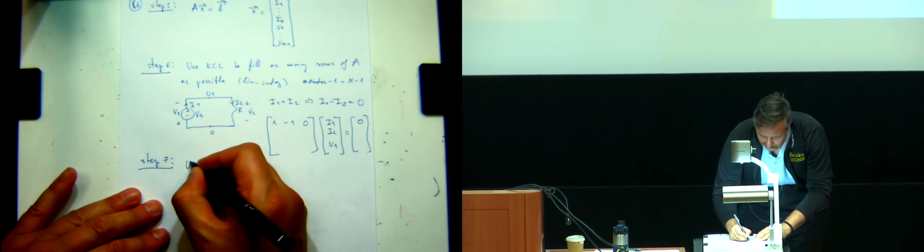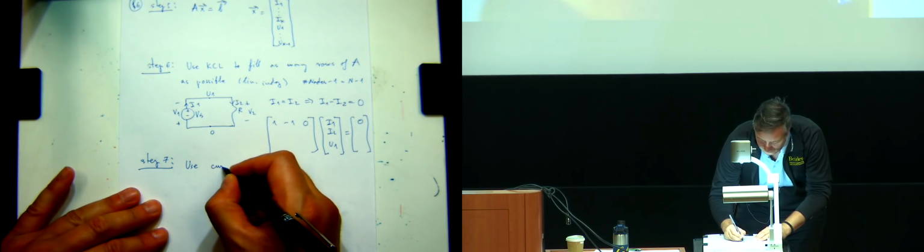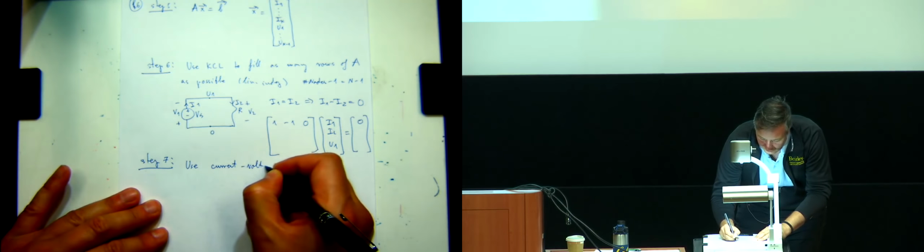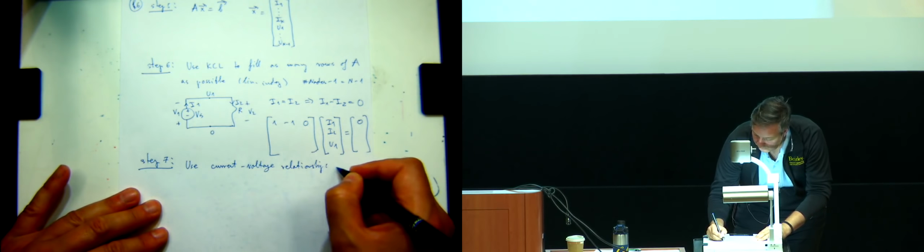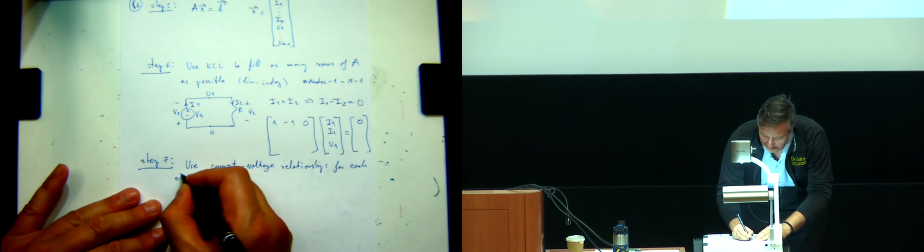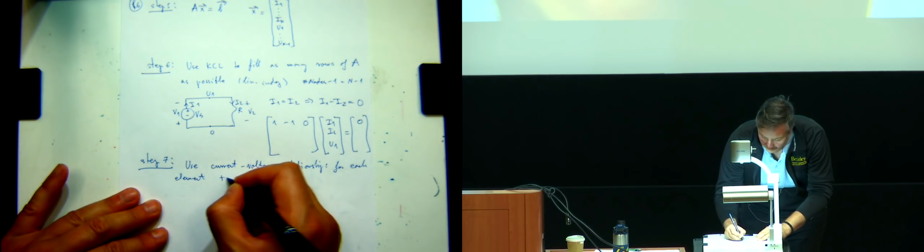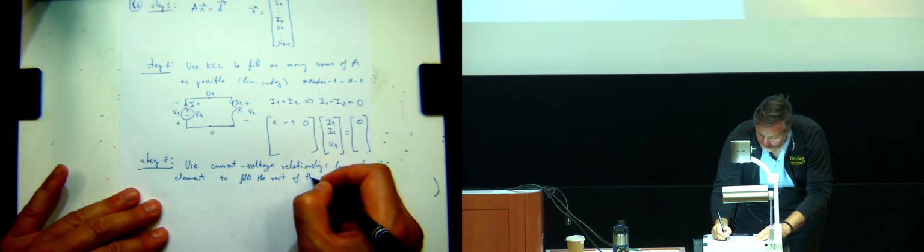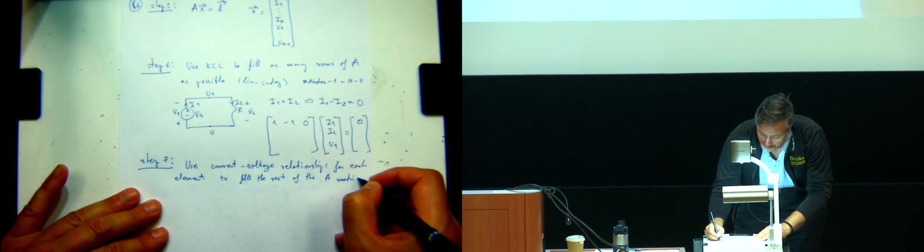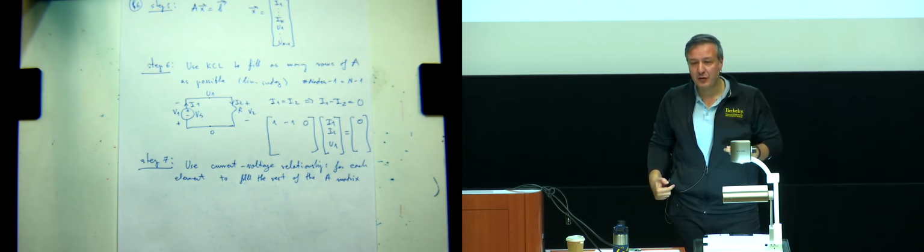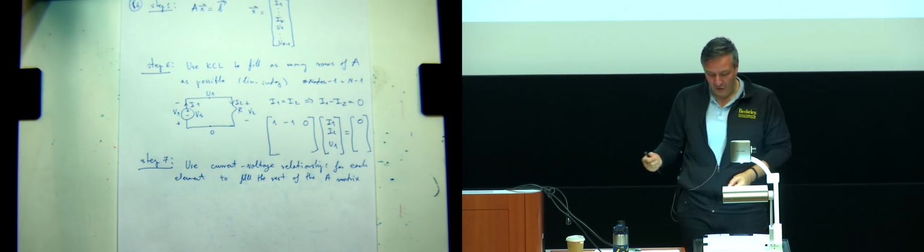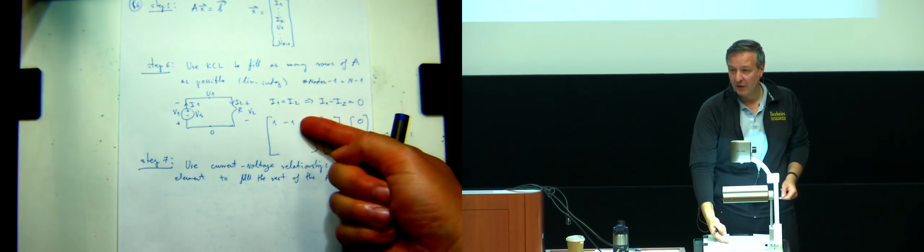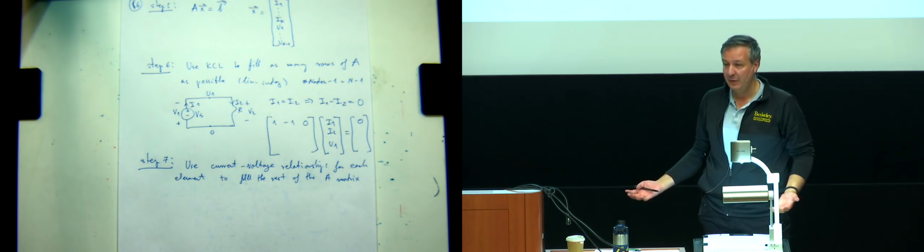Okay, so step 7. Use current voltage relationships for each element to fill the rest of the A matrix. The A matrix dimension is number of nodes minus 1 plus number of branches where the elements are, right? So I just got n minus 1 here, and now I'm filling for all the element branches, right?